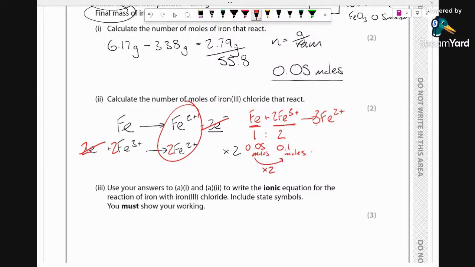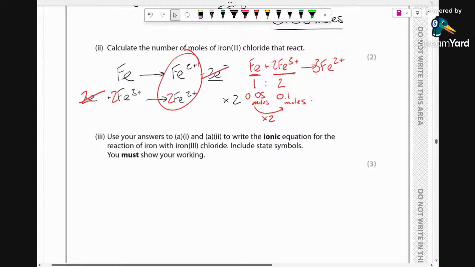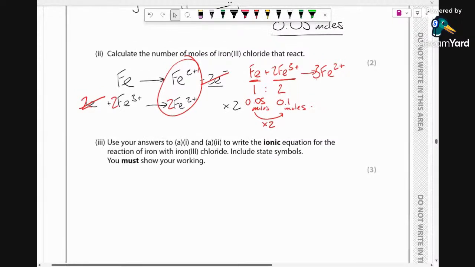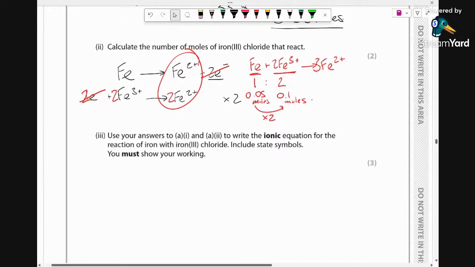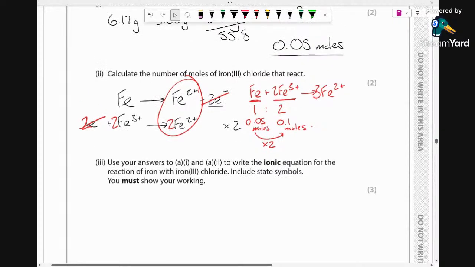Nice. Yeah, that's a nice question. That's got a beautiful understanding in it. If you can do that, then you're doing really good chemistry. Use your answer to part A1 and A2 to write the ionic equation for the reaction of iron, including state symbols. That's so funny because I needed to do that one to get to my ratio. I thought that's really interesting.